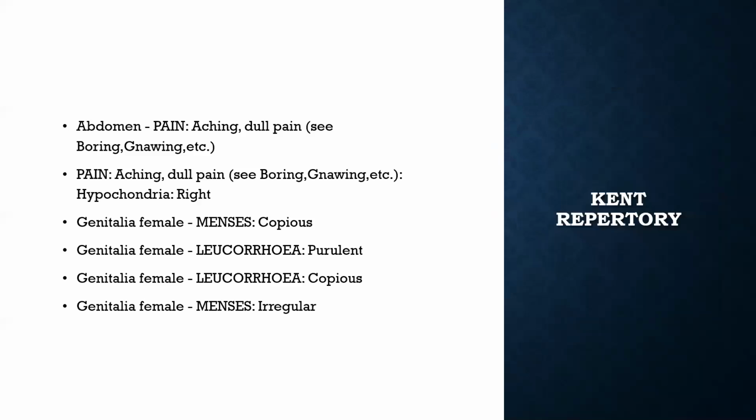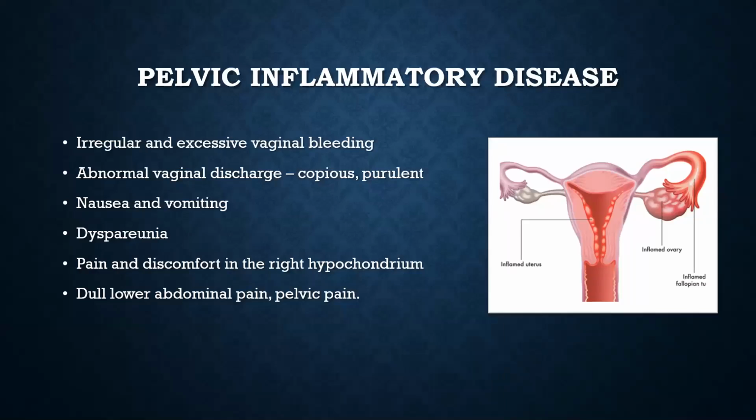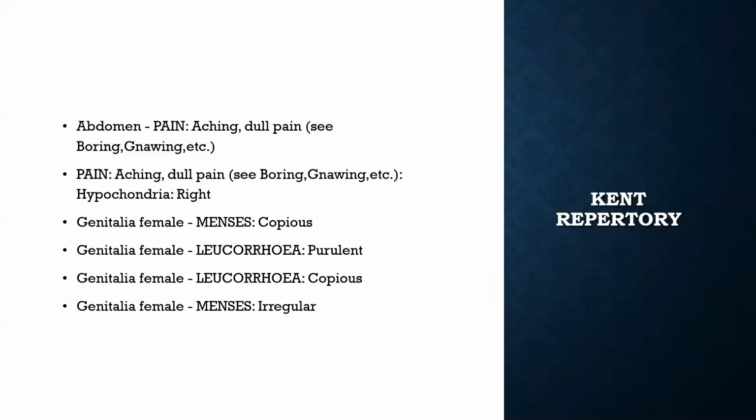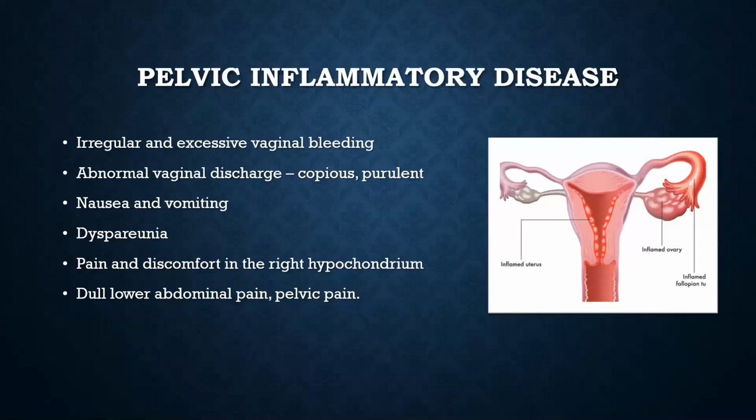In Kent's repertory, we do not have a direct rubric of pelvic inflammatory disease as such, but we can go to the chapter abdomen. We can see pain, aching, dull pain. It's written see boring, gnawing, etc. So this is again a cross reference, but it suits the dull lower abdomen pain in pelvic inflammatory diseases. We have pain, aching, dull, hypochondria, right. If you go back and see the symptoms of pelvic inflammatory diseases, it is given pain and discomfort in the right hypochondrium. Now, why right hypochondrium? Because the liver might be affected. Okay.